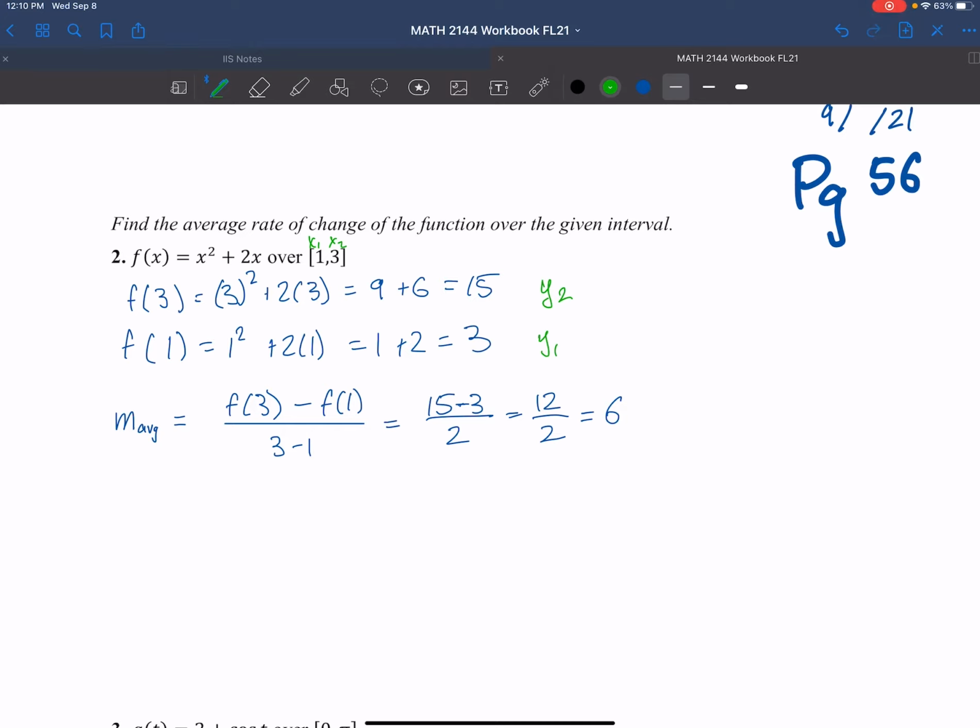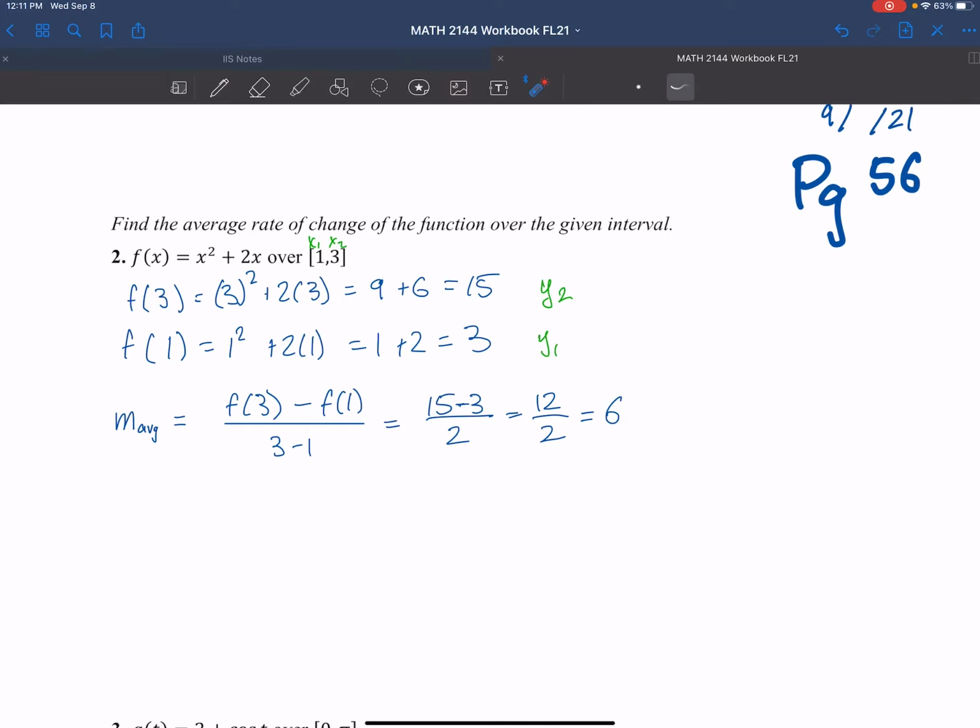Because what I got, I divided 3 into 15. Make sure you do the division of the numerator and the denominator separately, because the fraction bar is acting as parentheses to keep order of operations. All right, so that's the average rate of change. Let's go ahead to the next page.